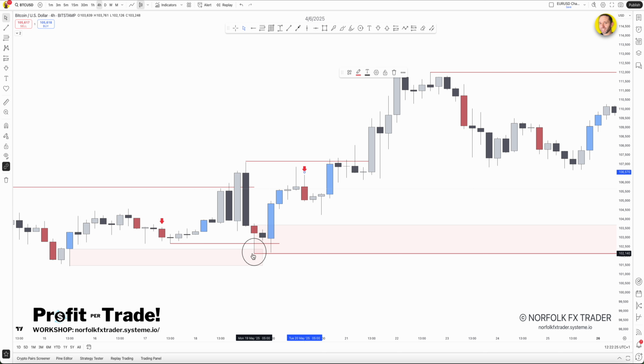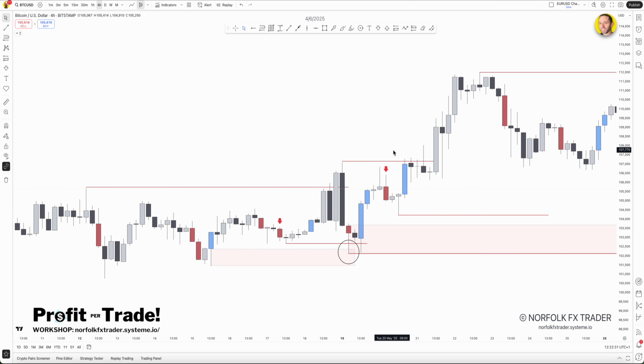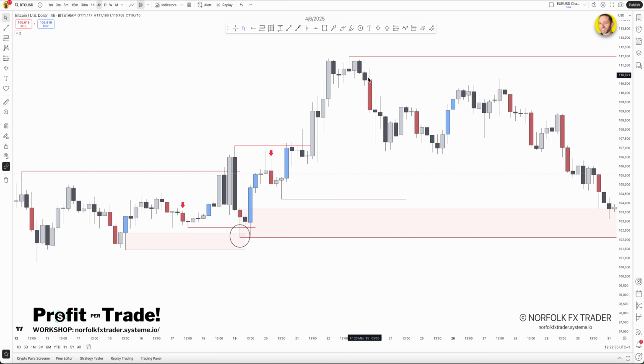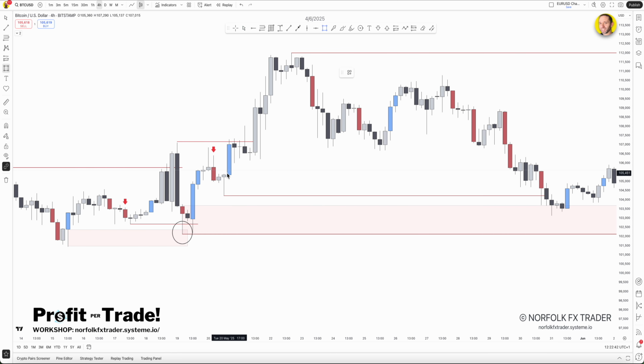This is our low we've marked, but it's not a valid low. This is our valid low. It's the lowest point before the market moves higher. That means if we now move across, this is our move to the upside. We start to see the pullback. This is where we were looking for any entries out of this area and this area of demand.